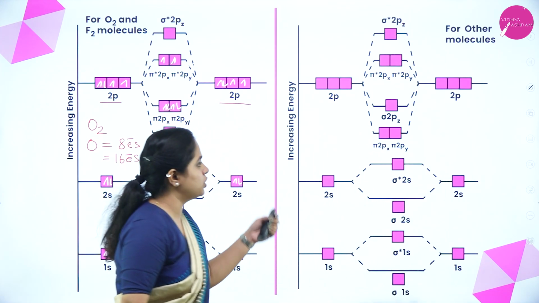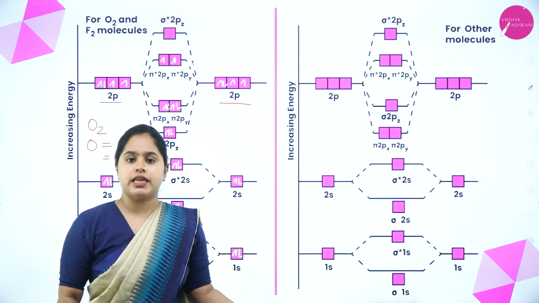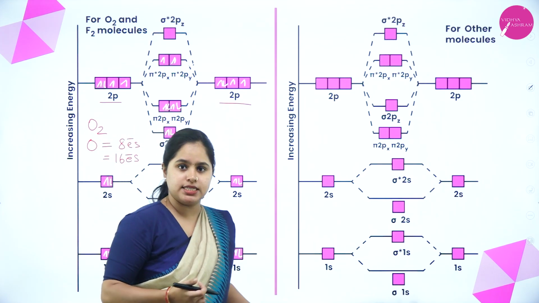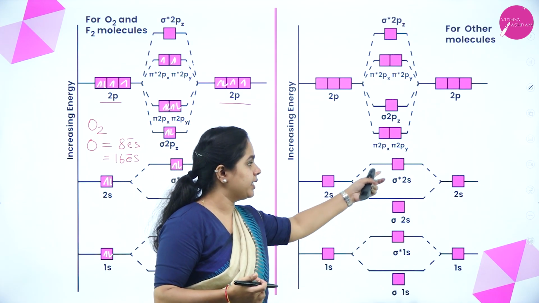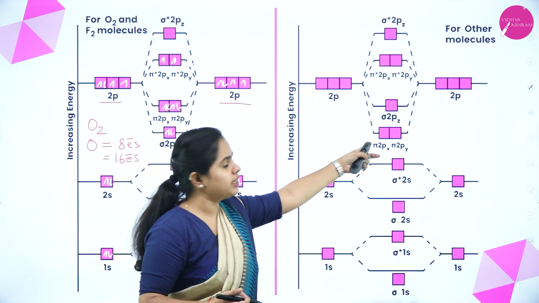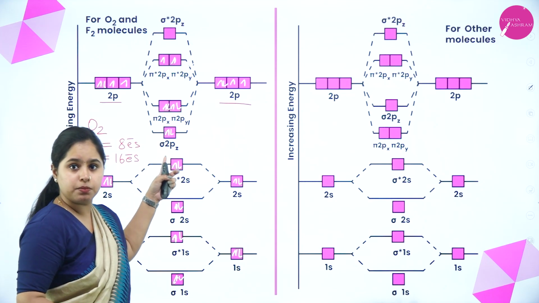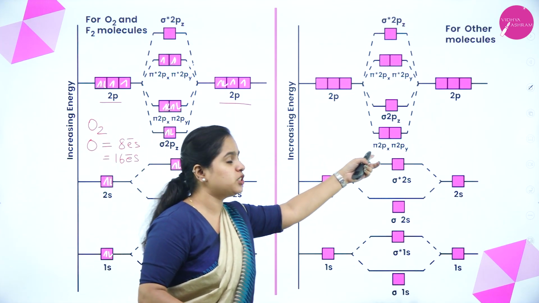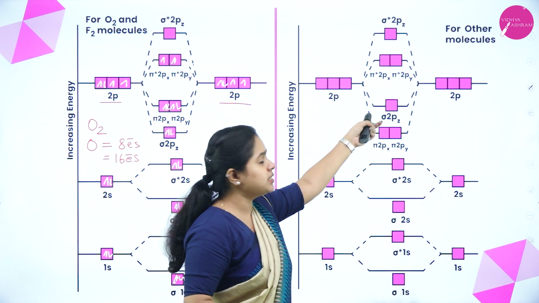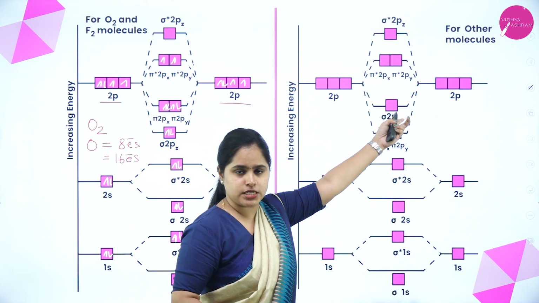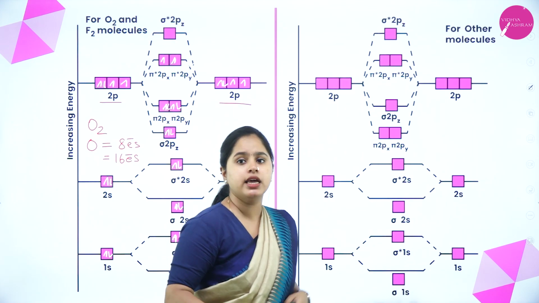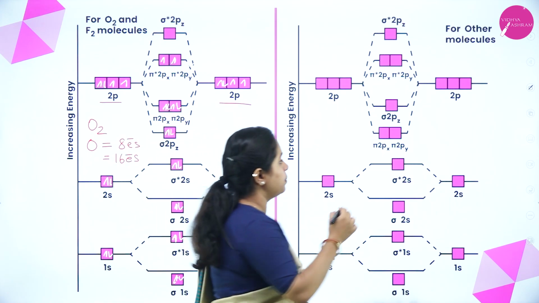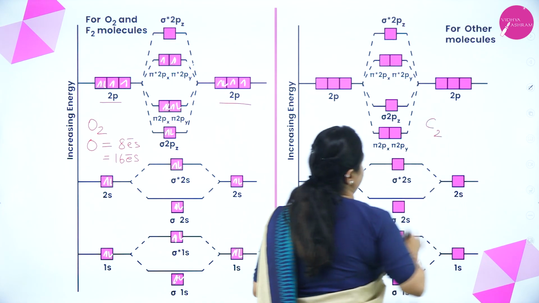Now moving on to the molecular orbital diagram for molecules other than oxygen and fluorine. Till here it is the same, and here it changes. In the earlier case it was sigma 2pz first, then pi 2px equal to pi 2py. Here it is pi 2px equal to pi 2py, then sigma 2pz, then pi star 2px equal to pi star 2py, and then finally sigma star 2pz. So let's take the example of the C2 molecule in this case.